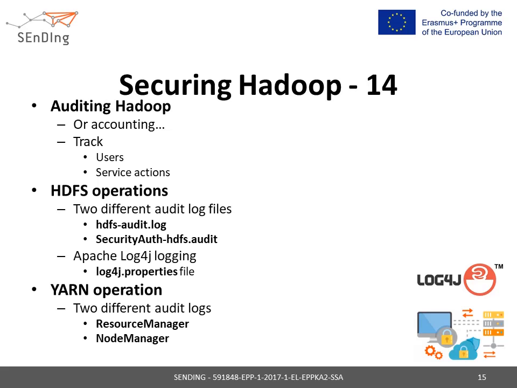For example, HDFS audits will cover actions that read and write data to HDFS. Hadoop lets you configure audit logging of all of its components separately. HDFS has two different audit logs: hdfs-audit.log for user activity and SecurityAuth-hdfs.audit for service activity. Both of these logs are implemented with Apache Log4j, a common and well-known mechanism for logging in Java. The logging properties can be configured in the log4j.properties file.